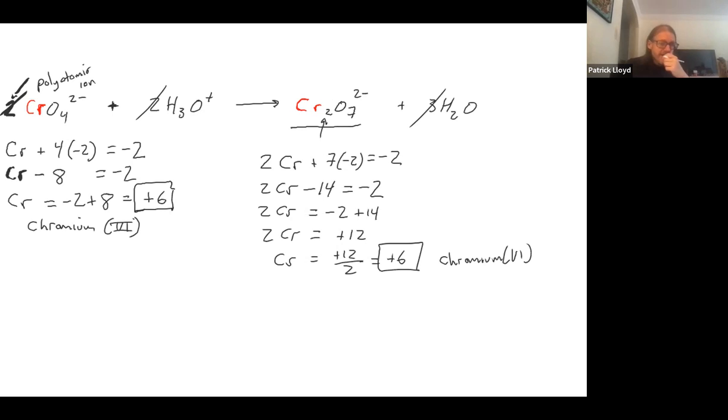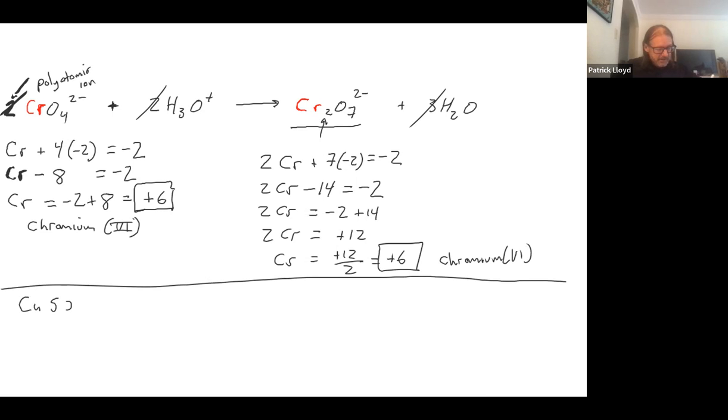So now let's do the last one. The last one was the copper. So copper sulfate. Again, I'm not going to worry about the states of matter for assigning oxidation numbers here. And then the element that they're interested in is copper.